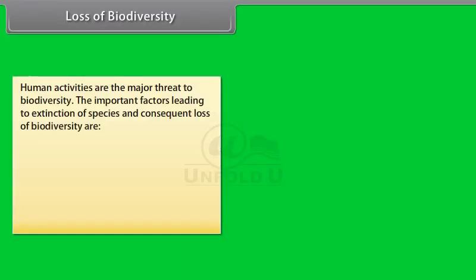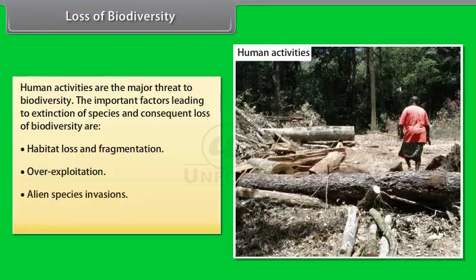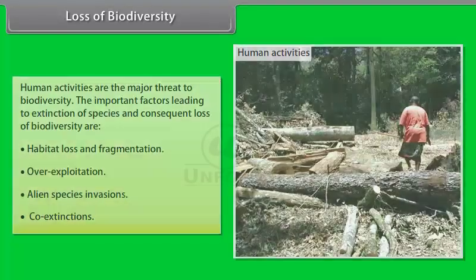Loss of biodiversity. Human activities are the major threat to biodiversity. The important factors leading to extinction of species and consequent loss of biodiversity are habitat loss and fragmentation, overexploitation, alien species invasions, and co-extinctions.